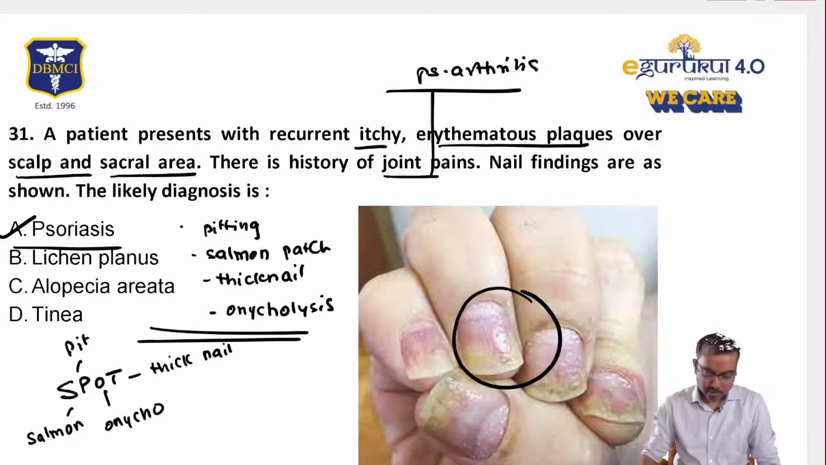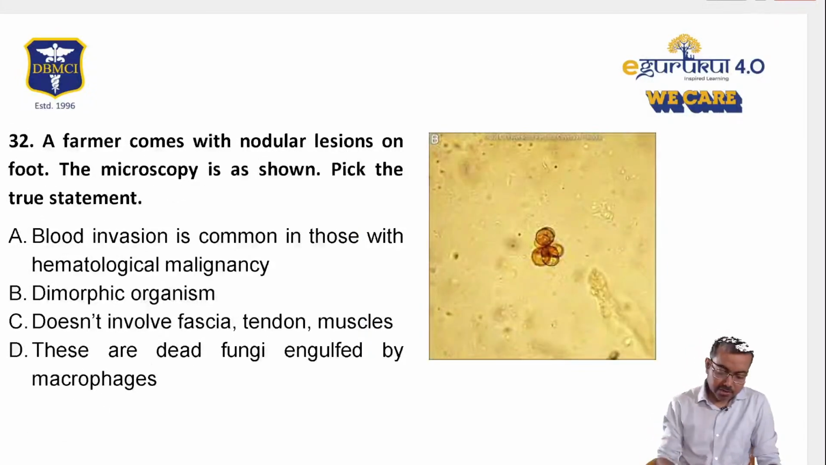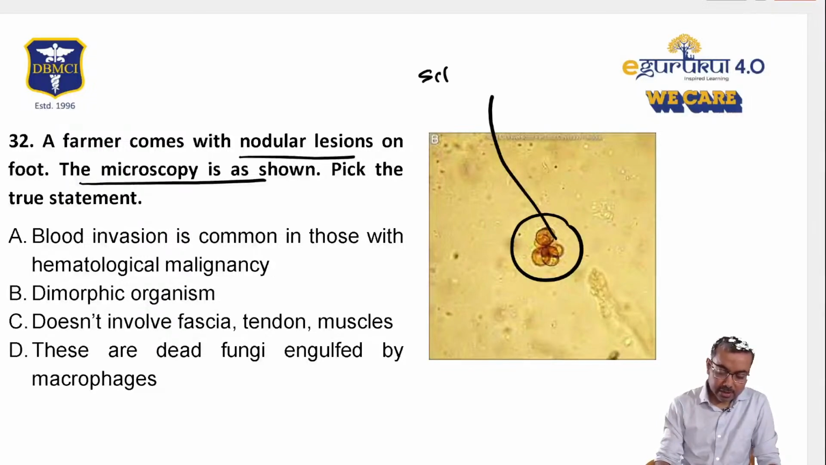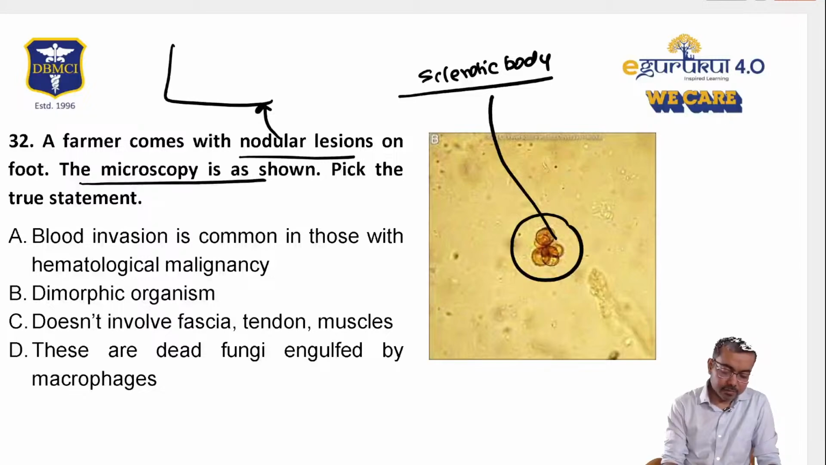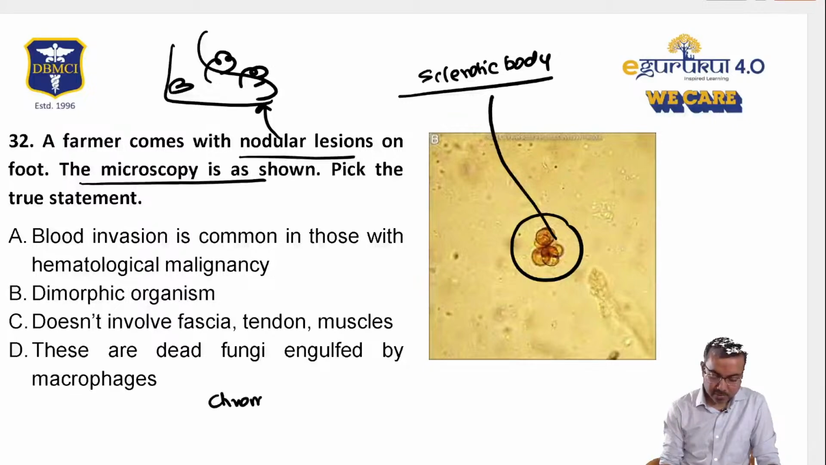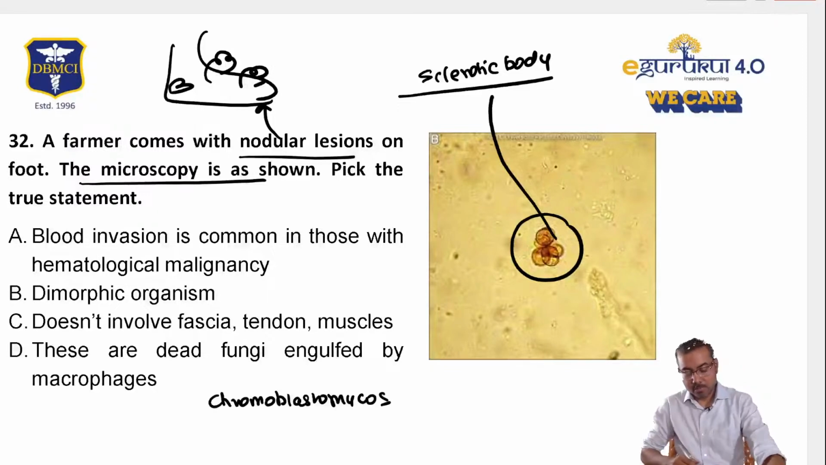Clear? Okay. Now farmer comes with nodal lesions on the foot, microscopy. This again is quite simple. This is called the sclerotic body. This was asked, and they had given you this question. Nodal growths mean, if you see this foot, it's going to have a lot of these nodular growths, and this is going to be called chromoblastomycosis. Everybody understood? Tell me the answer, please.